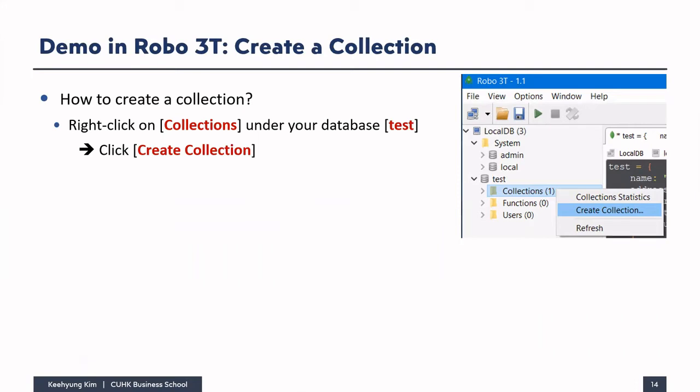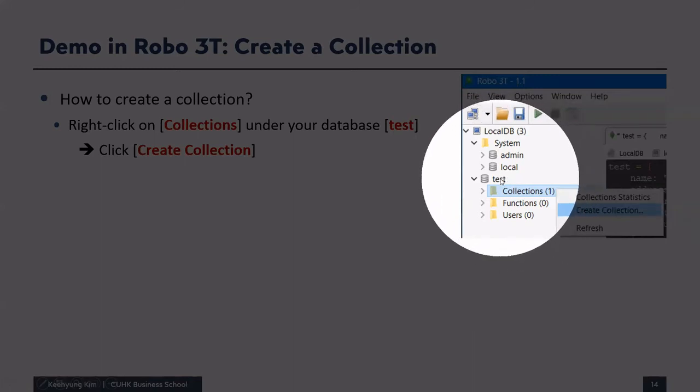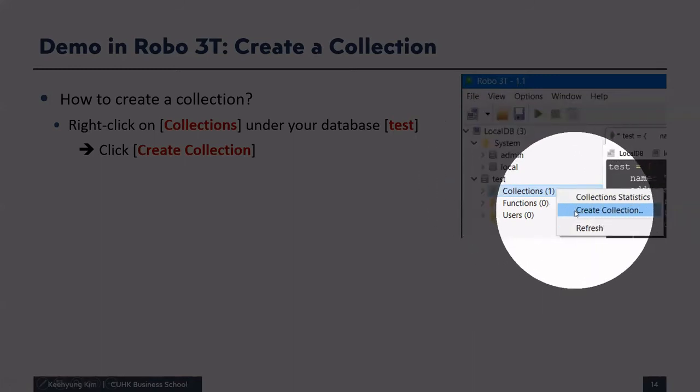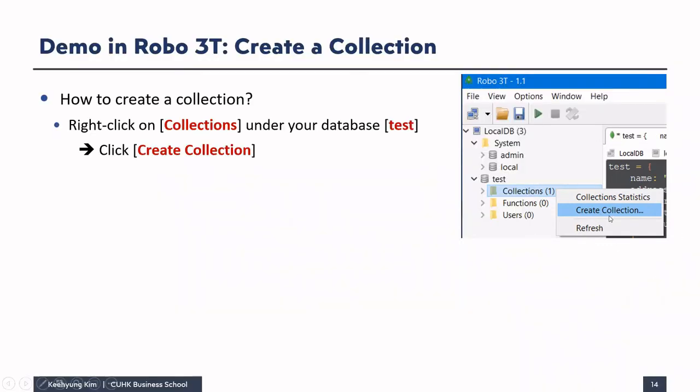However, if you just create a document, it will not be saved anywhere. If you want to save your document, you need a collection inside your database. A collection is basically a space where your document can be stored. Creating a collection is quite simple. To make a new collection in MongoDB, you can right-click on the collection folder under the database, and then there is a create collection option. You can click that to create the collection.